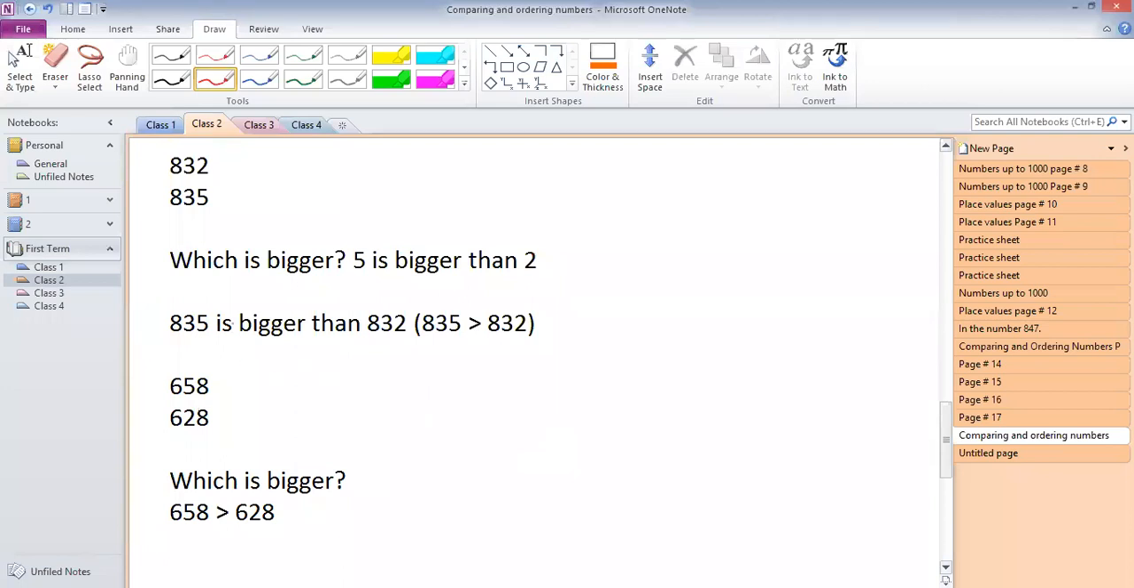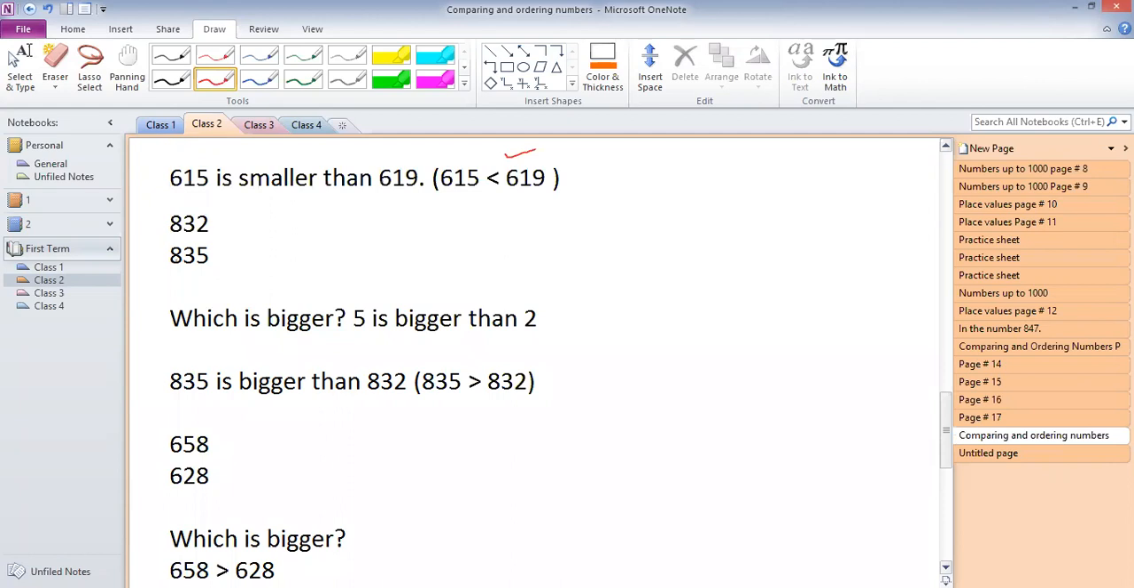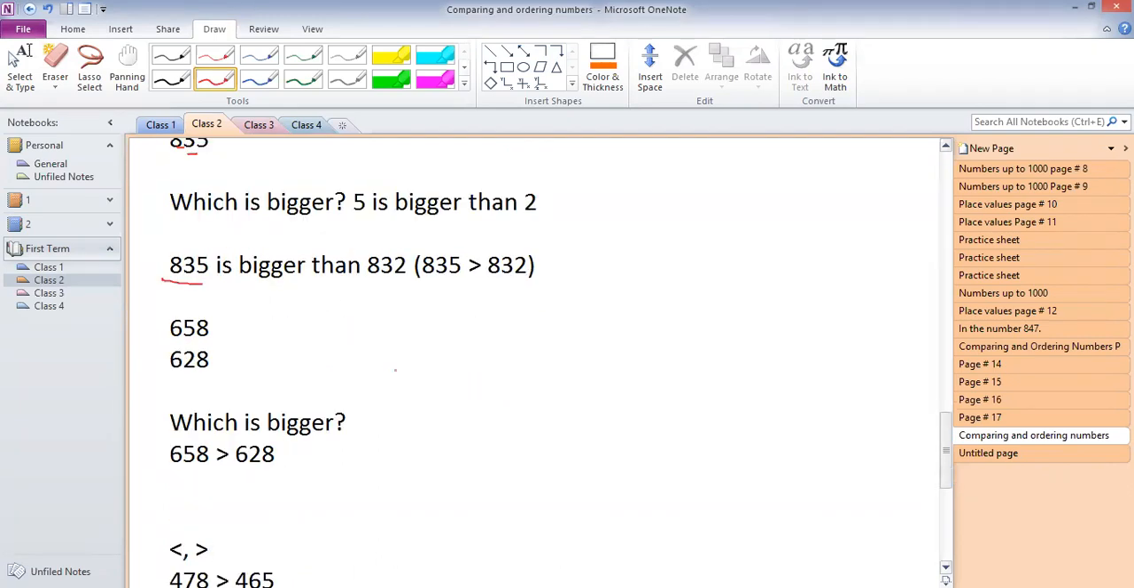The question was about which is bigger. So in order to find out the bigger, again, you will check out the hundreds, tens, and ones. Hundreds are the same. Tens are also the same. Then compare the ones, 2 and 5. Which is bigger? 5 is bigger than 2. That's why 835 is bigger than 832. And you will open the mouth of this sign in front of 835 because it is greater. So 835 is greater than 832.